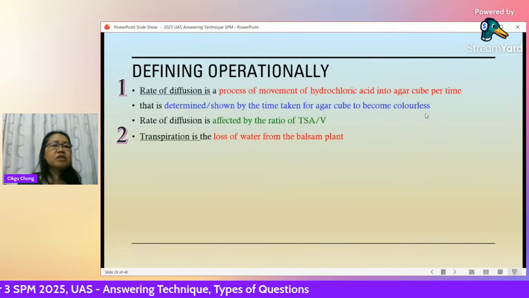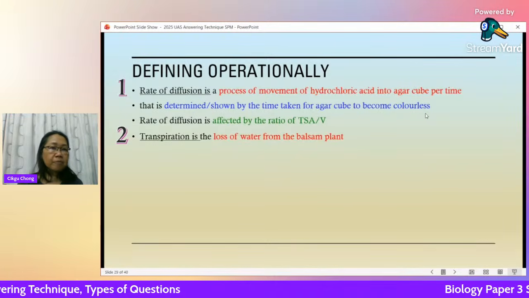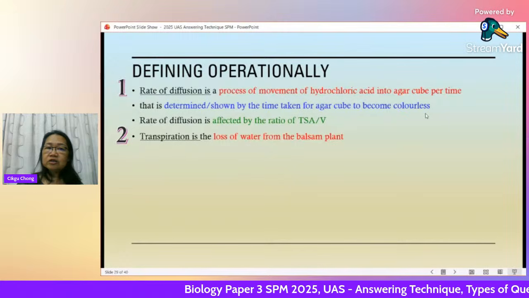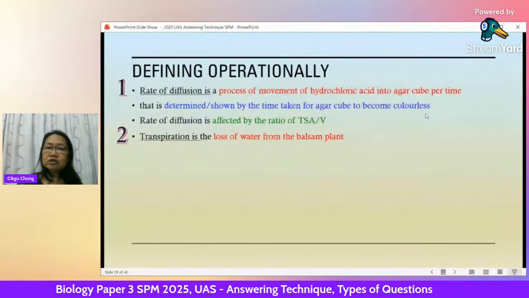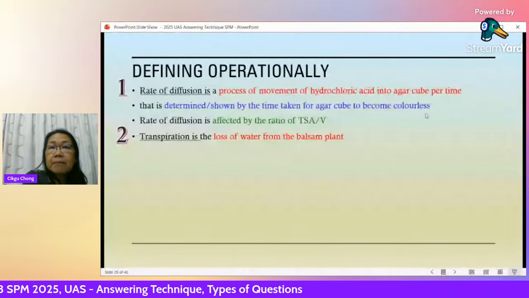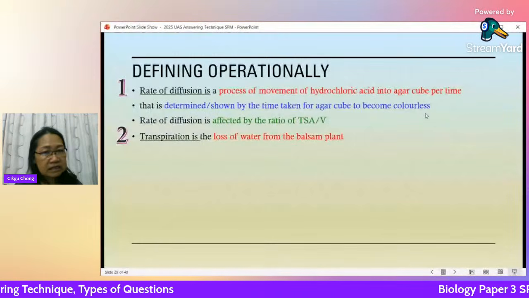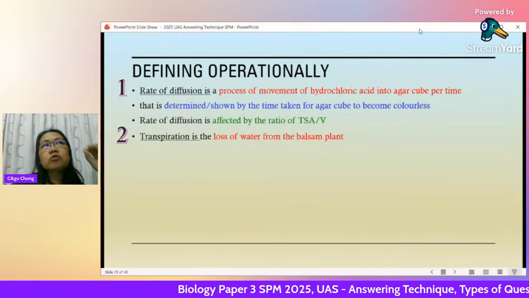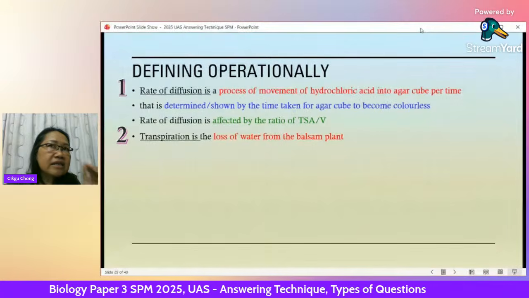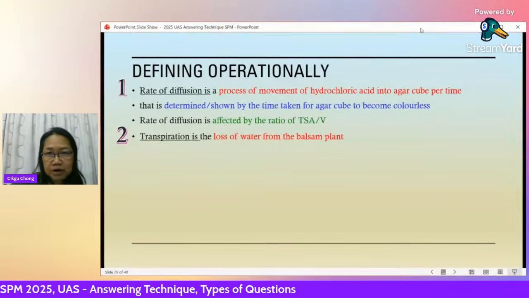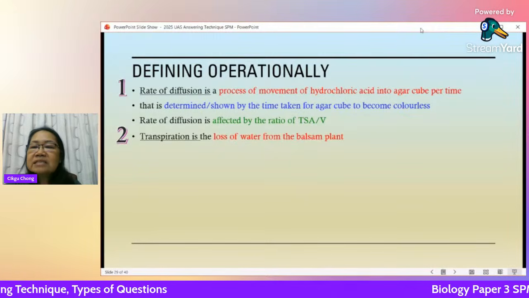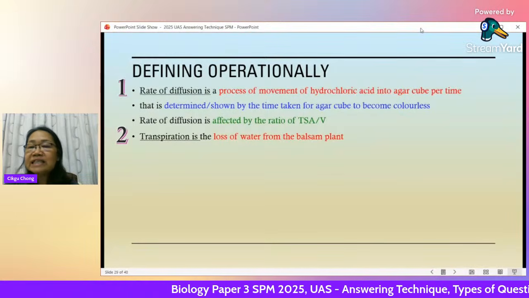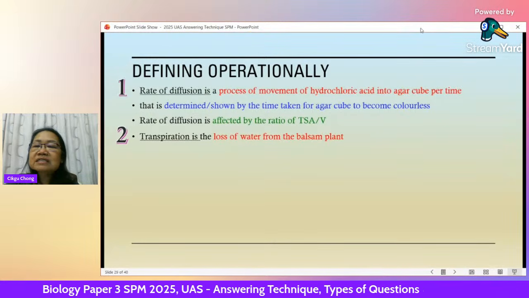All right. Transpiration. What is transpiration? Define transpiration operationally. Transpiration is the loss of water from balsam plant. You see, not just general plant. You must mention in the experiment, if you use balsam plant, you must say balsam plant. If you use hydrilla, you must mention the name of the plant. That is why people don't really get the concept of defining operationally, because there is no one answer that is the same for all the experiments. Understand or not? X is experimental theory that is influenced by MV. Okay, you forgot the full sentence. Roughly like this.